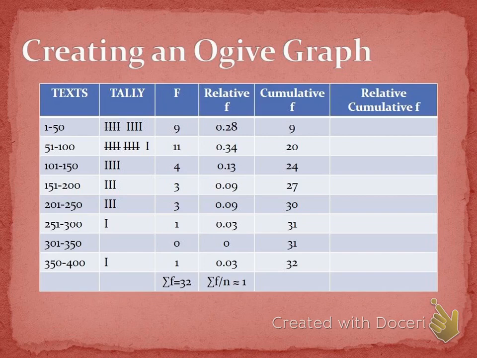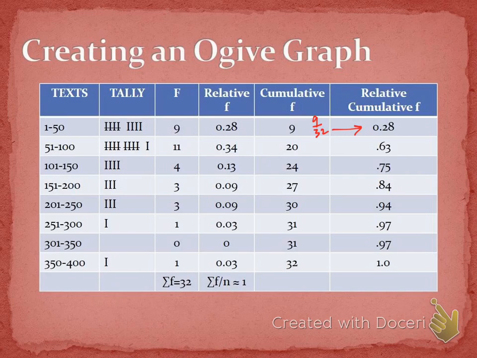Your relative cumulative frequency is just taking those numbers and dividing it by your total of 32, right? So again, we've done this already. 9 divided by 32 will give you that percentage, and so on and so forth, all the way down the list. Okay? So that's your table filled in again.